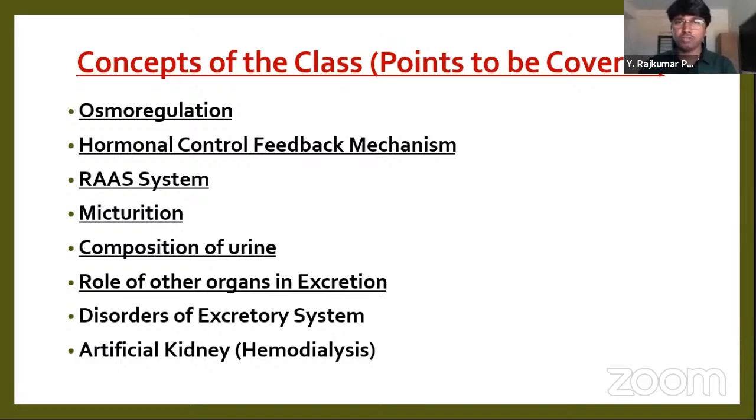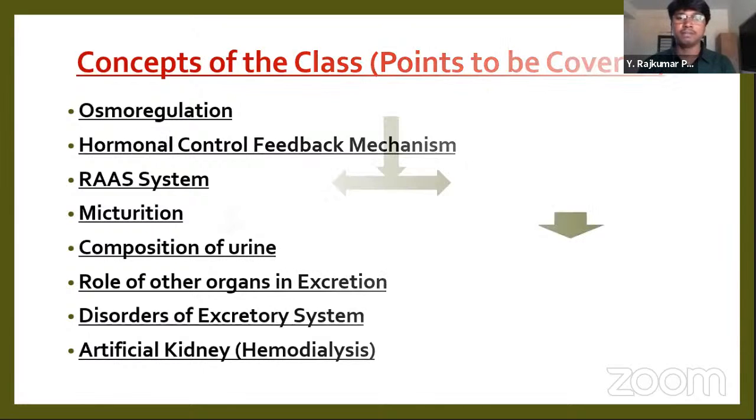Next, the role of other organs in excretion. Not only kidneys, there are some other organs also which help in the removal of nitrogenous waste from the body. We learn about those organs also. There are certain diseases and disorders of the excretory system. We learn about that also. And finally, we learn about hemodialysis, which is popularly known as artificial kidney. Okay, let us begin our class.